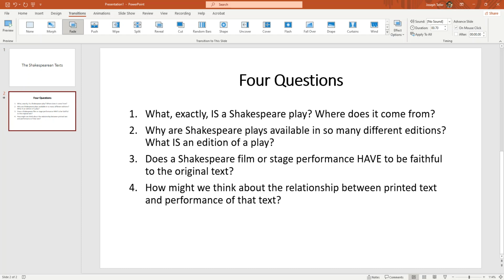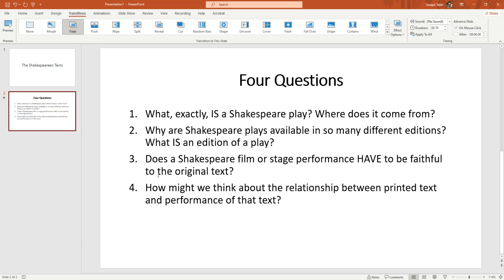What exactly is a Shakespeare play and where does it come from? Why are Shakespeare's plays available in so many different editions? And then what is an edition of a play? Does a Shakespeare film or stage performance have to be faithful to the original text? And how might we think about the relationship between printed text and performance of that text? So let's start with that first one.